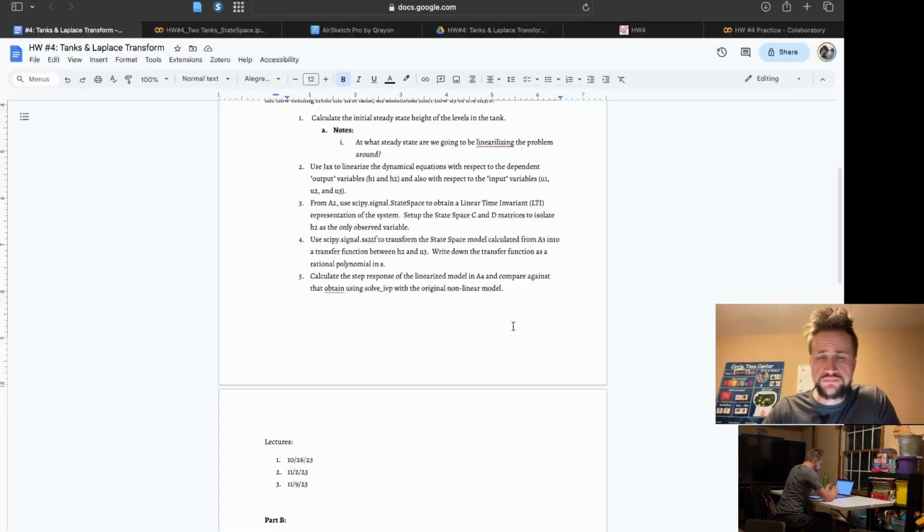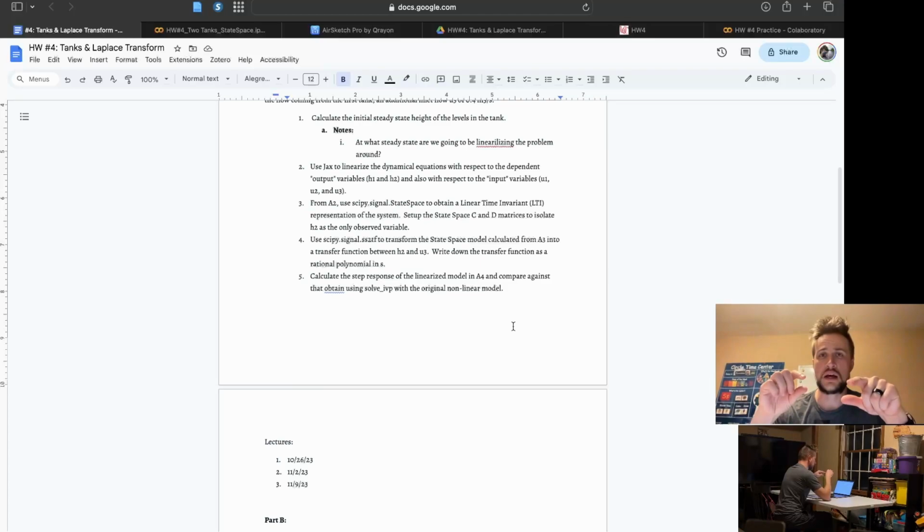All right, so now that we have our state space conditions, we need to convert this into a transfer function, because what we want to show here is the transfer function between H2 and U3. We've isolated everything up to this point in terms of looking at H2, so we're zoning in on how H2 changes.